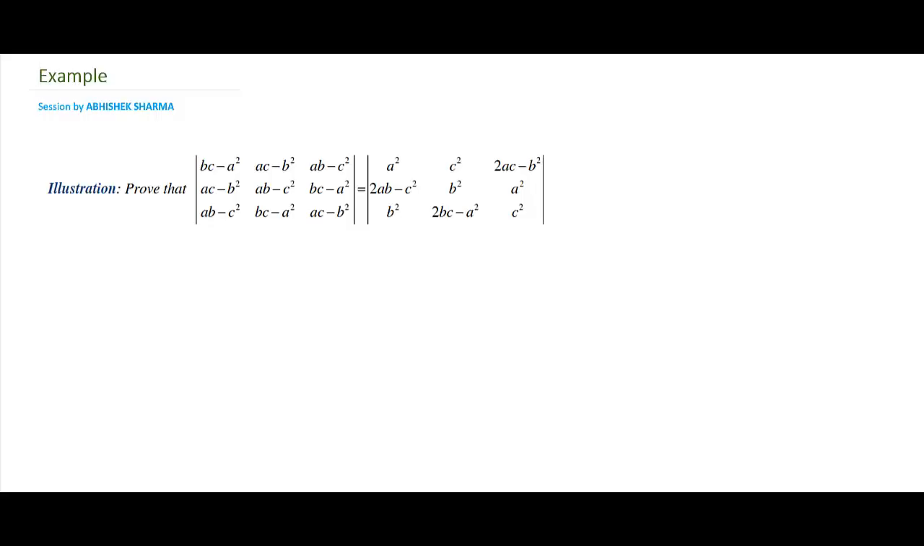Hello friends, we'll now look at an example. This problem is based on Jacobi's theorem. We have already studied Jacobi's theorem in the previous video: if I multiply a determinant delta with another determinant whose elements are the cofactors of delta, and delta is non-zero, then we can write this determinant delta dash as delta to the power n minus 1. Particularly for a third order determinant, the value of delta dash will be equal to delta square.